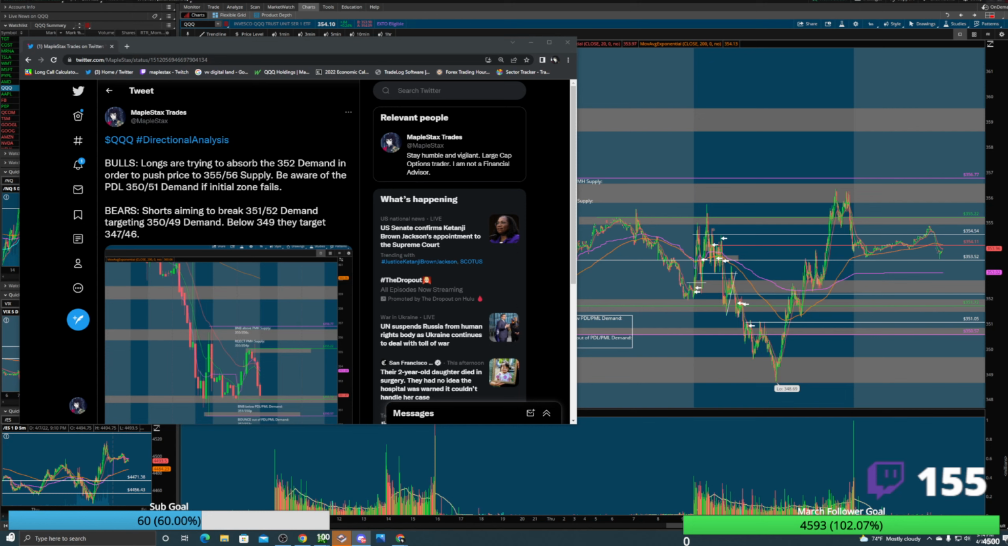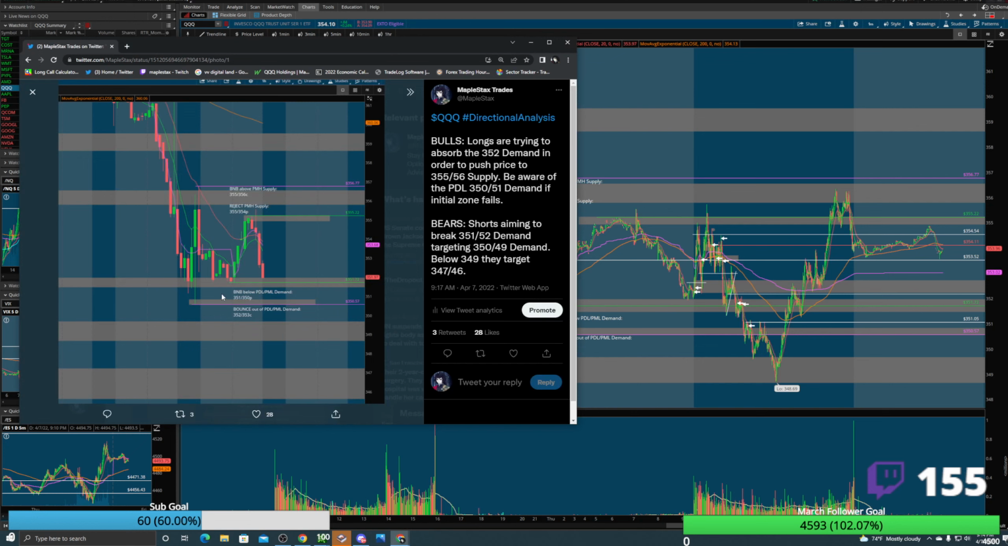Bears, shorts are aiming to break the 351, 352 demand right here, the pre-market low, this green line. Targeting the 350, 349 demand. Okay, so this is 350, 349 right here. Below 349, they target 347, 346. We did not break this demand zone. You can see all of these zones were the same as I ported here.